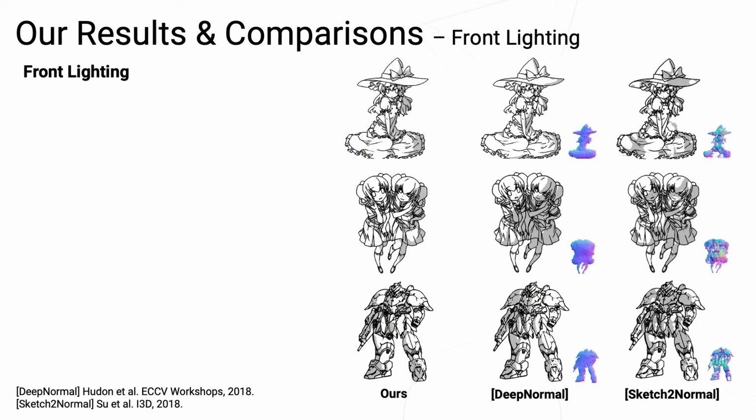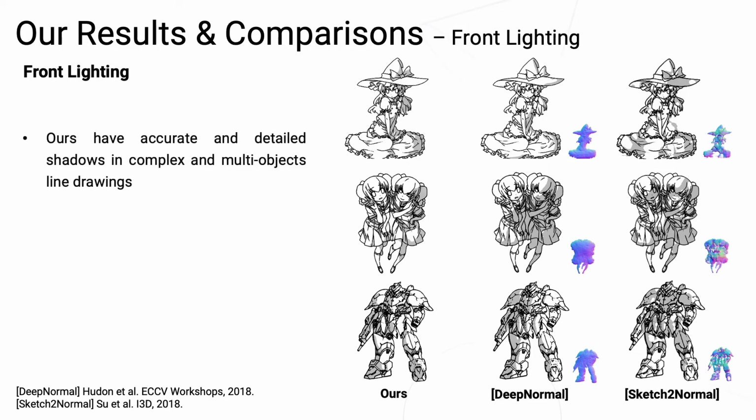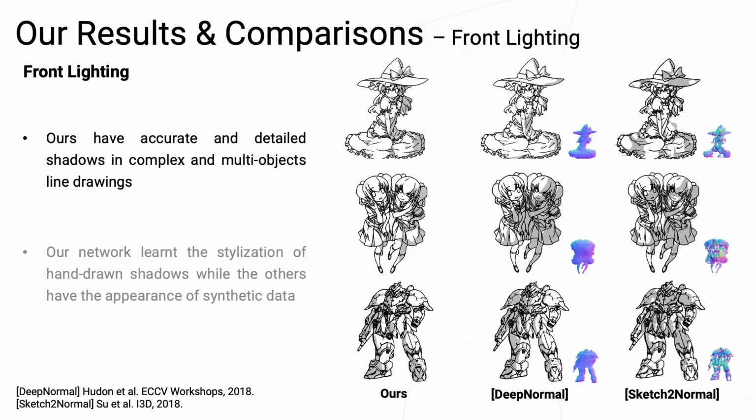We compare our work with Deep Normal and Sketch2Normal. The input of them are line drawings, the same as our input. However, their outputs are normal maps. To compare with our shadows, we render out the normal maps with thresholding at 0.5. Our results have accurate shadows in complex and multi-object line drawings. Also, our network learned the stylization of hand-drawn shadows, while the others have the appearance that synthetic data has.